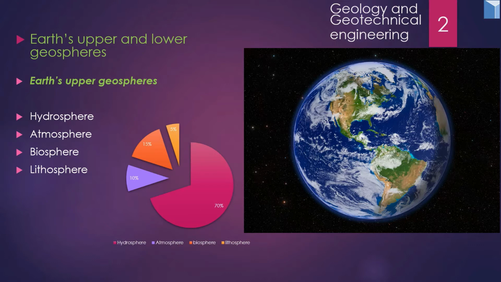The hydrosphere composes around 70% of the upper spheres. The atmosphere covers 10%, and the biosphere composes 15% of our planet, and lastly the lithosphere covers just 5% of our planet.